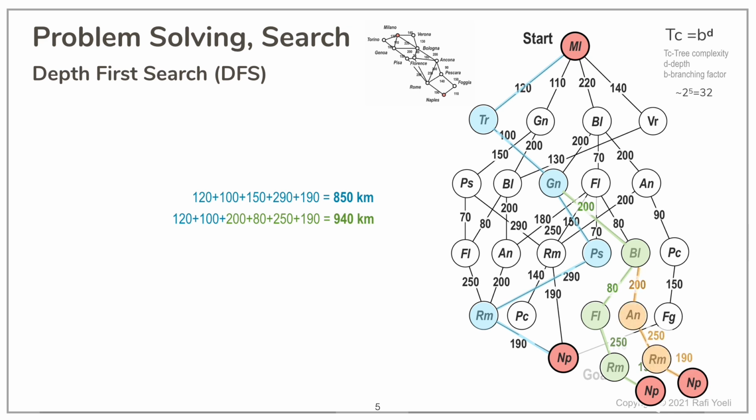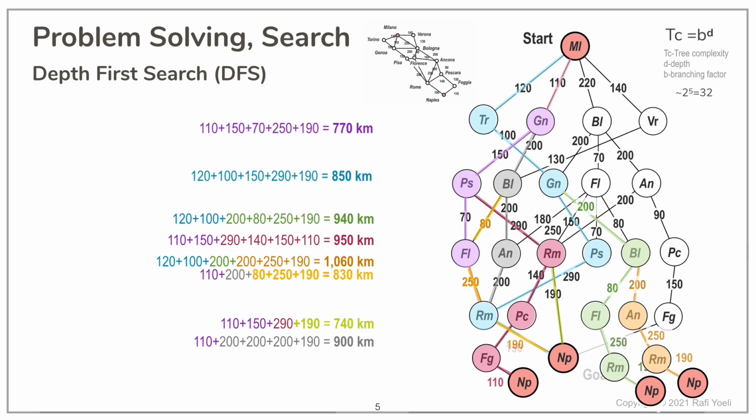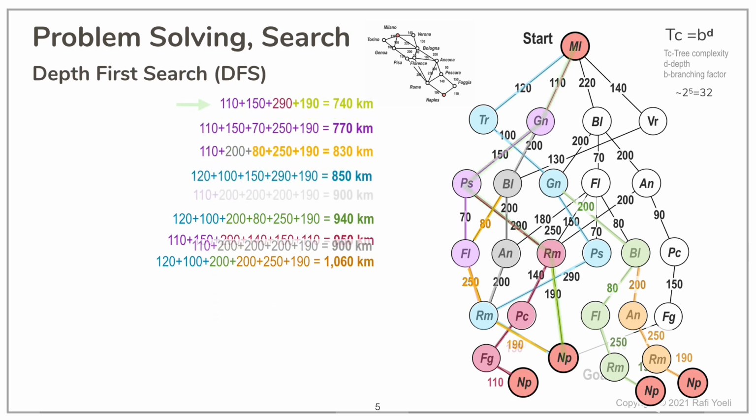We continue this process, always going as deep as possible before backtracking. After several iterations, we discover that the shortest path found so far by DFS is 740 kilometers, going through Milan, to Genoa, to Pisa, to Rome, and from there to Naples. Note that so far we have calculated only the left-hand side of the tree, and there's still work to do to complete the search. But we will stop here, because the principle behind DFS is clear.